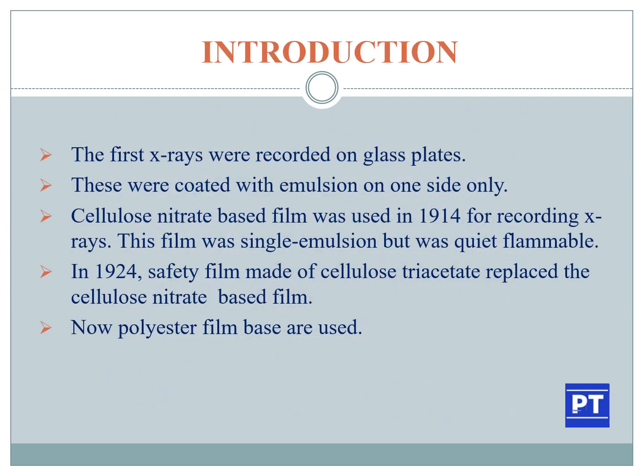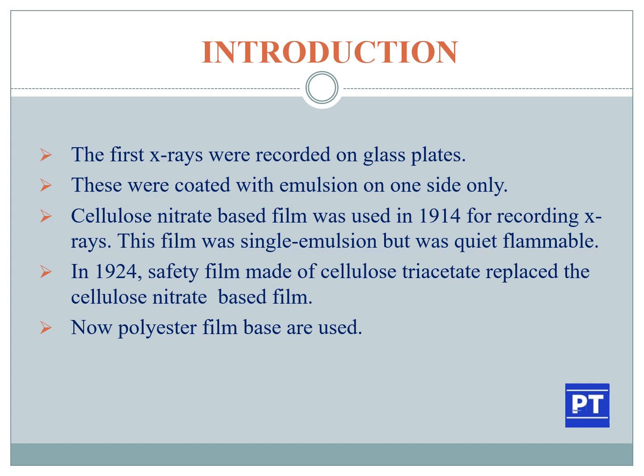Again, we will look at the introduction to the X-ray films. The first X-rays were recorded on a glass plate, and these were coated with emulsion on one side only. Previously it was coated with emulsion on one side, but nowadays the X-ray films are all double coated emulsion layers. And more about the layers we will be discussing on the upcoming slide.